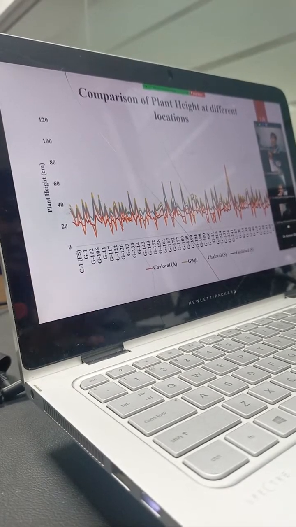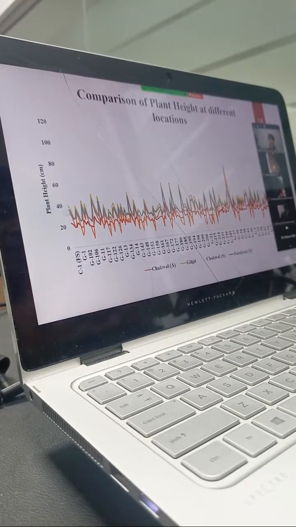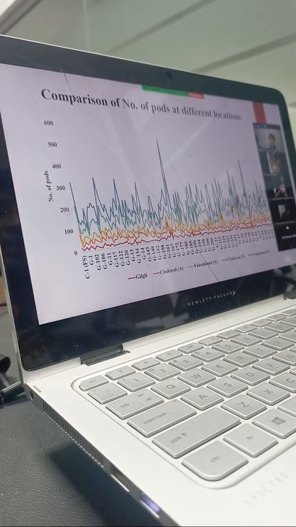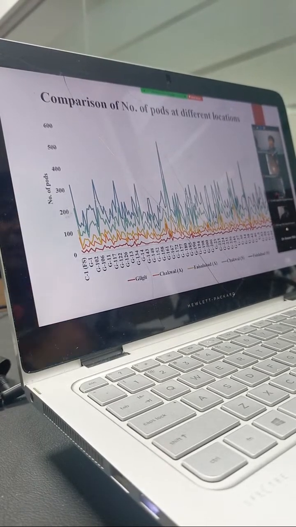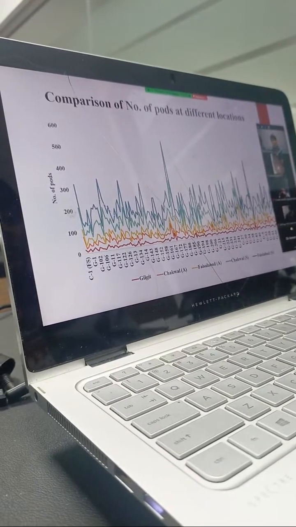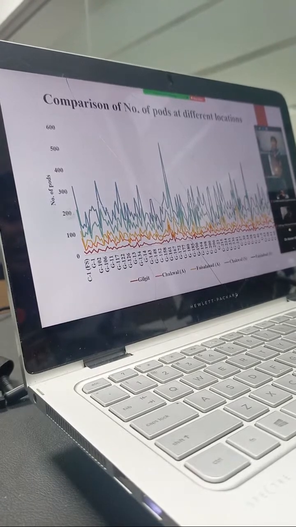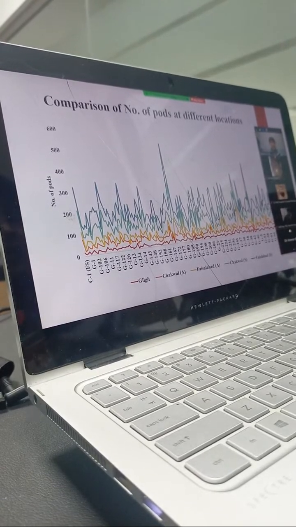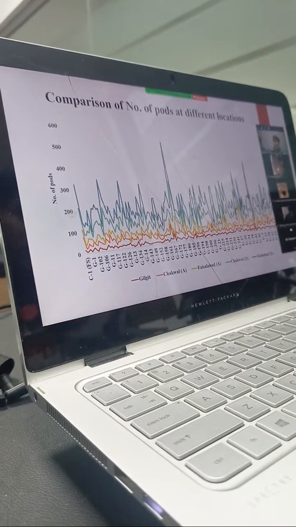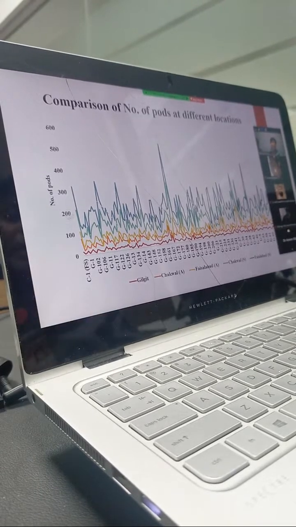The biomass is lower and the seed yield is higher, which is again very interesting. So this is again the comparison of number of pods at different locations. Here you can see that in the northern areas, all the genotypes had extremely low number of pods, and then as we go towards the south, the number of pods started to increase.